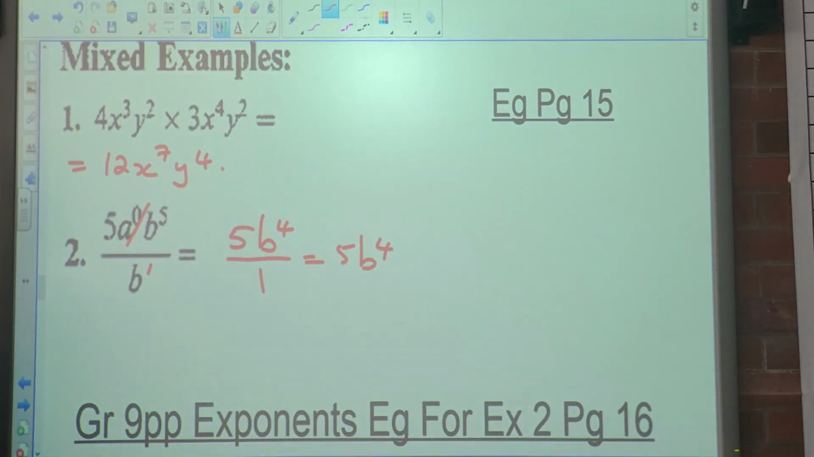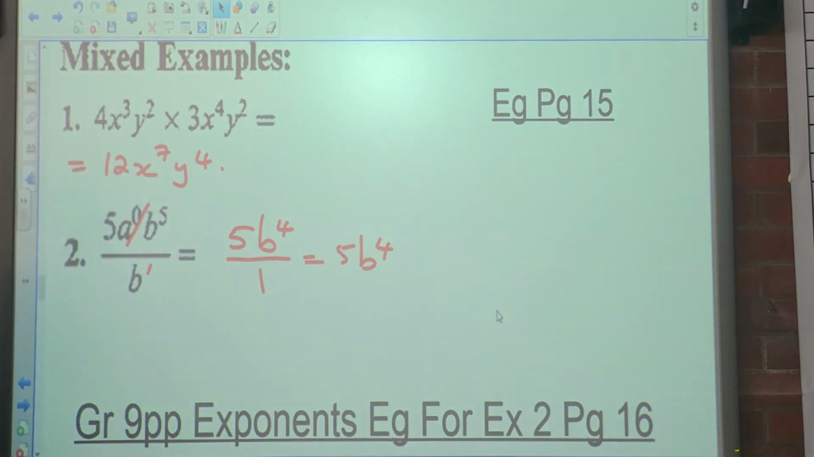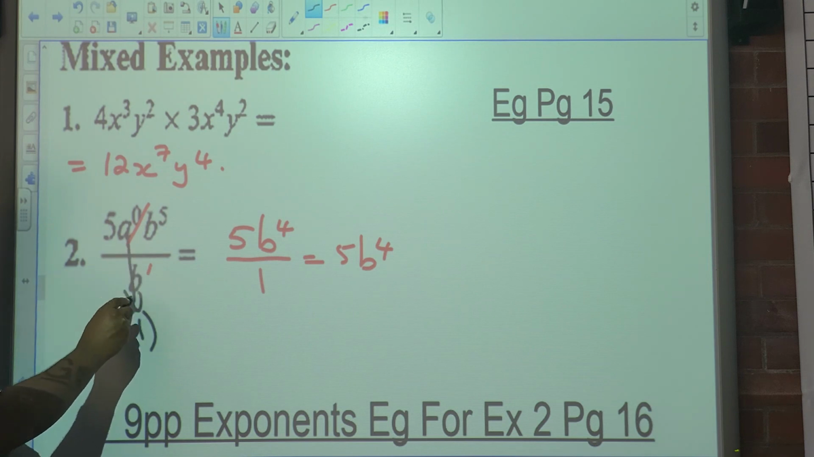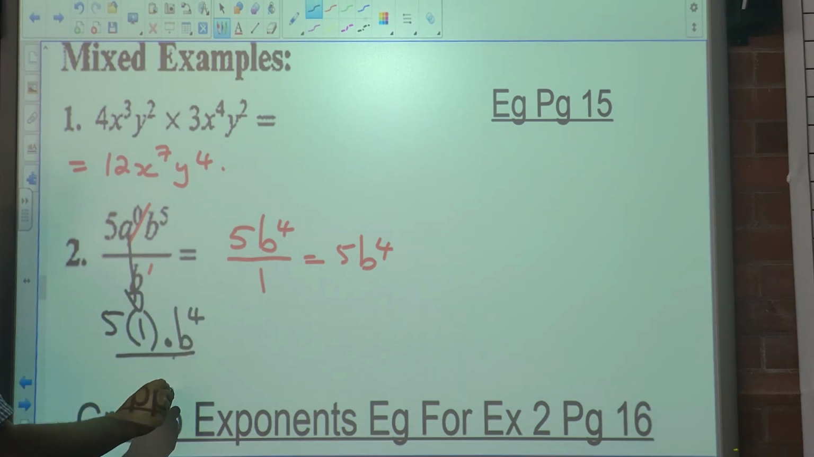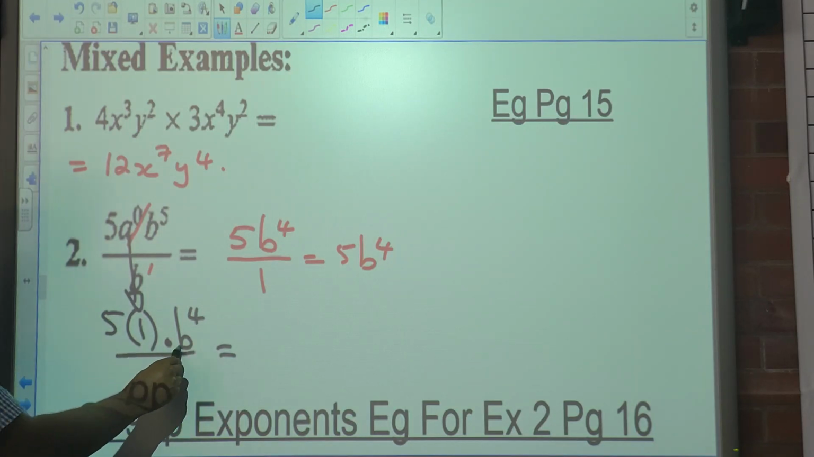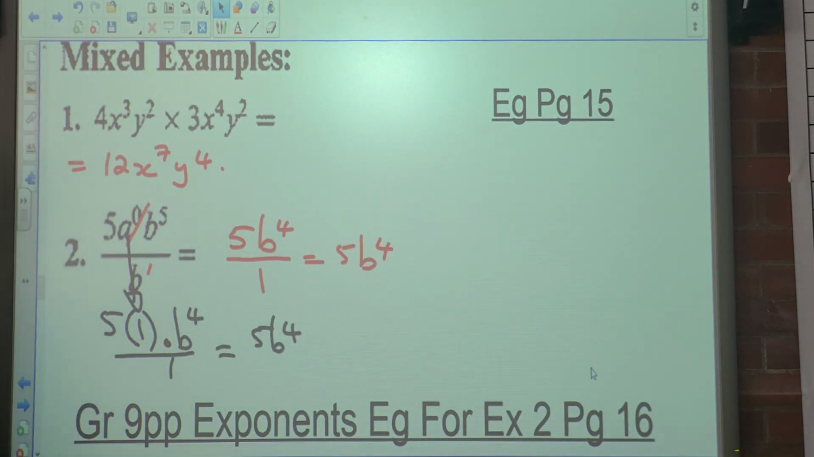You guys understand? Is there any confusion? Not yet. Yes, Michael? It disappears. If you wanted, you could have written 5 times 1 for that a, times b to the 4 over 1. Now 5 times 1 is 5, and 5 times b to the 4 is 5b to the 4 over 1, which is 5b to the 4. It's the same thing. Okay. Anything else?